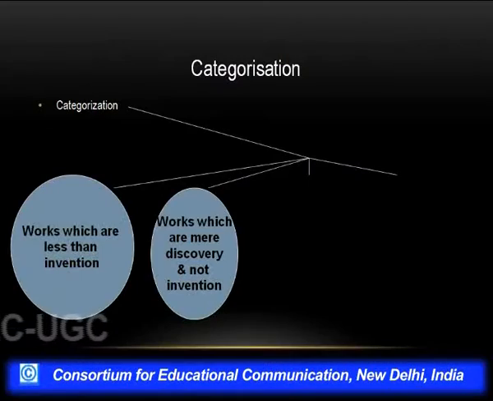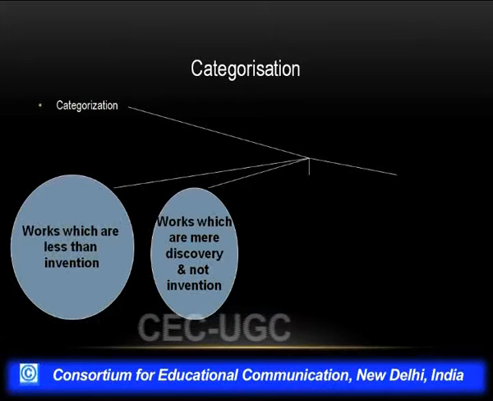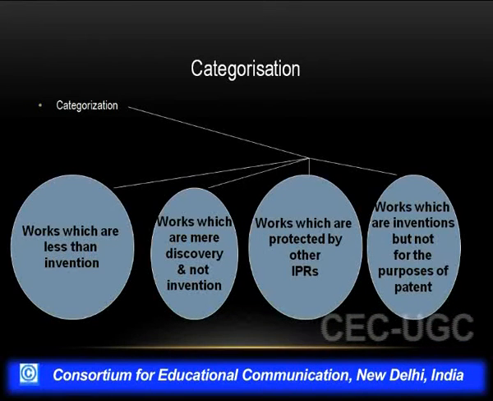The third category comprises the works which are protectable by other intellectual properties, not by the Patents Act. It means they may be given copyright protection or some other kind of intellectual property protection, but not patent protection at all. And the fourth category that comes last says works which are inventions but not inventions for the purposes of obtaining a patent. These are the 4 categories that we bifurcated in our previous discourse, if you recall it properly.